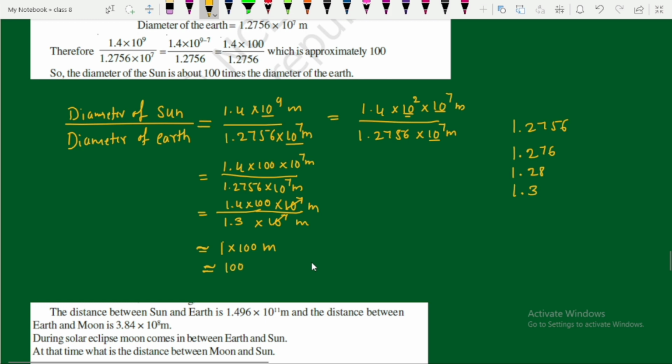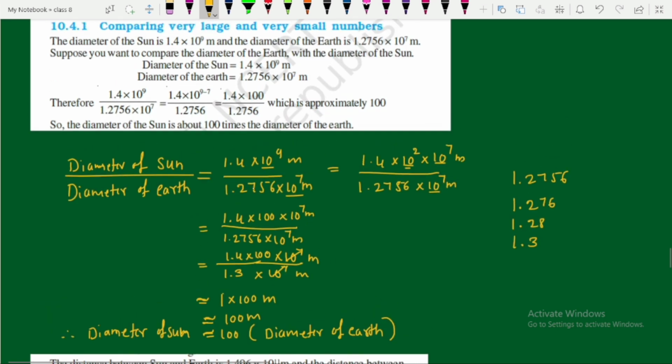So therefore the diameter of sun divided by the diameter of earth is 100, so the diameter of sun is 100 times the diameter of earth. In this way you can compare these two things. That is what is given in the solving part.